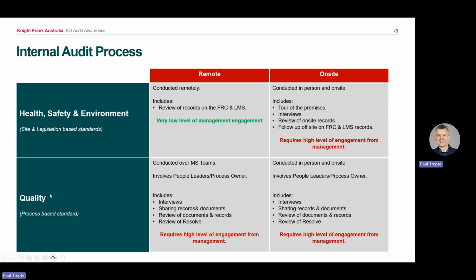In terms of quality internal audits, it's very much a process-based standard. So we don't necessarily need to see the site because we're not looking at legislation that may be based on how sites are managed.